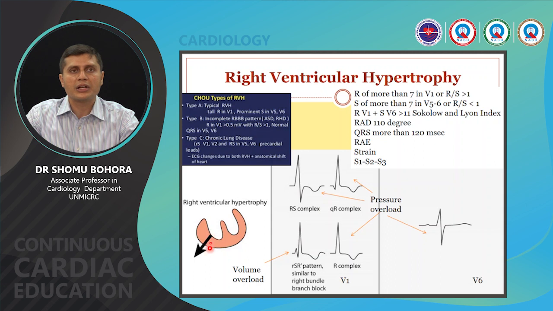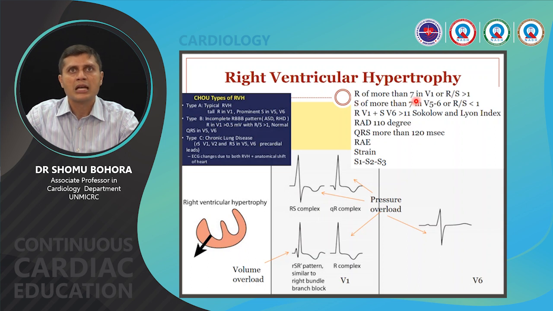You have increased voltage in the right sided leads. You may or may not have right atrial enlargement. You may have STT changes secondary to right ventricular hypertrophy and a wider QRS or RBBB because of right ventricular hypertrophy, and this is actually included in all these criteria.